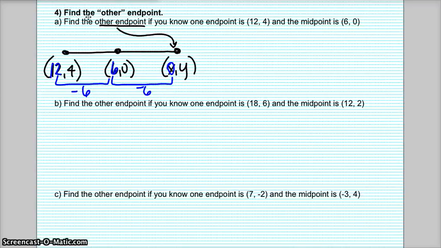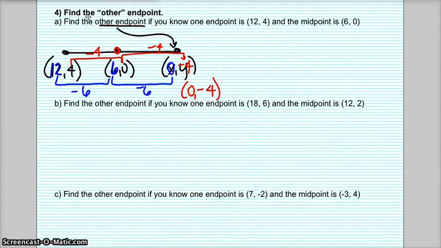Thinking about the y's, to get from 4 over to 0, it went down 4. So to get from 0 over to this other unknown endpoint, it must have gone the same distance because, again, midpoint is the same amount from both the x's and the y's. It's the middle of the values. So that means this other endpoint is (0, -4).